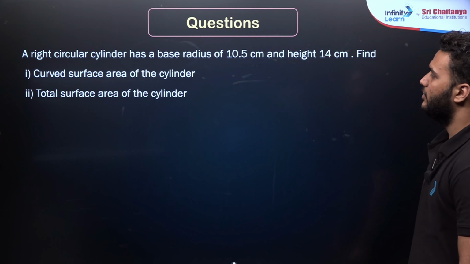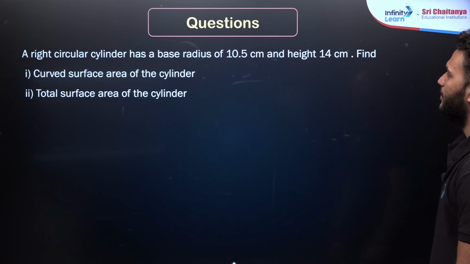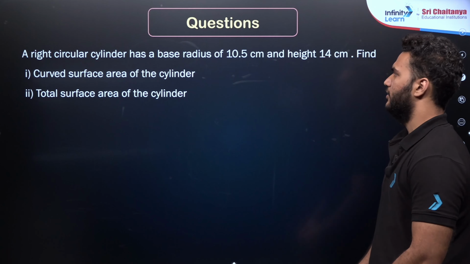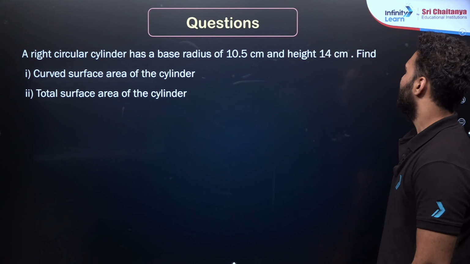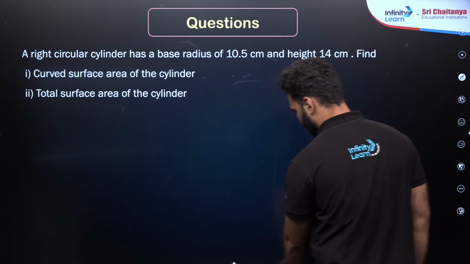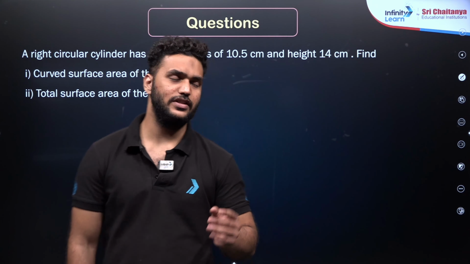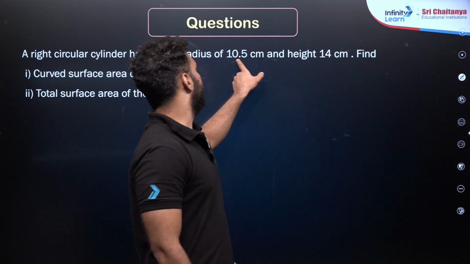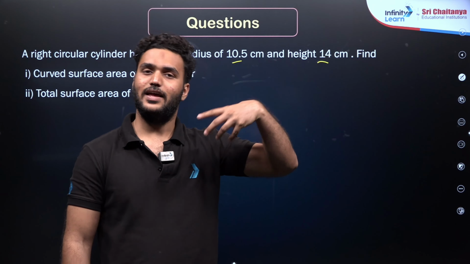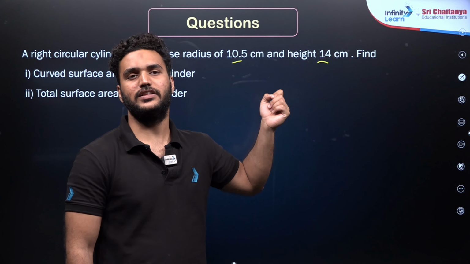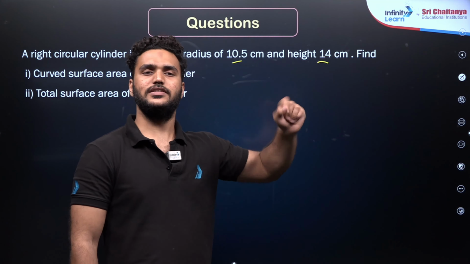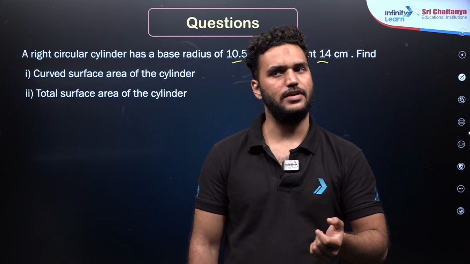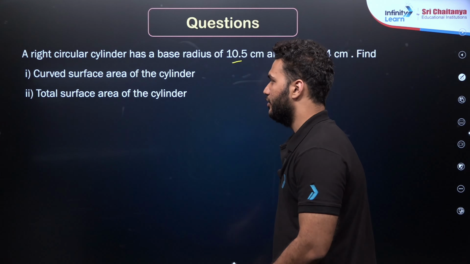Next, a right circular cylinder has a base of radius 10.5. You know 10.5 is divisible by 7. And height is 14 centimeter. Find. Okay. In this case, see, actually they should mention that you should use 22/7. Why? These numbers are divisible by 7. Okay, and intentionally they give you such numbers so that your calculation becomes easy, and in such questions they will always mention that you can use pi equal to 22/7. Okay, so you can use 22/7 here.